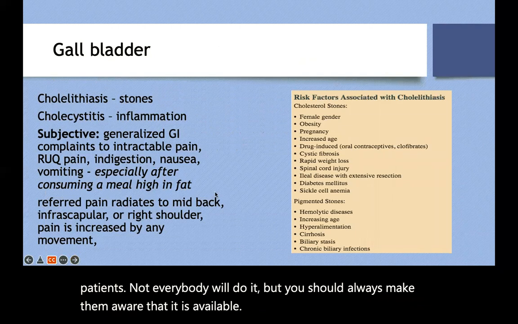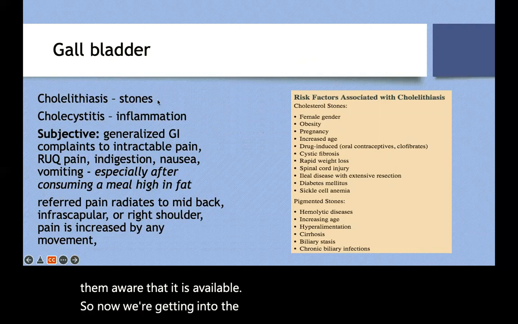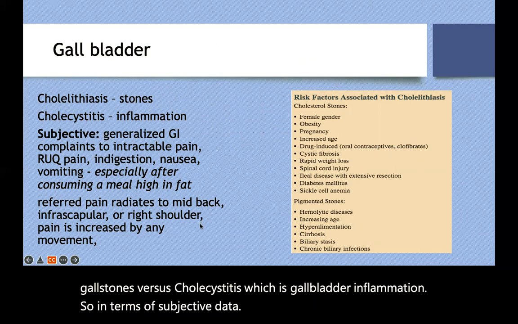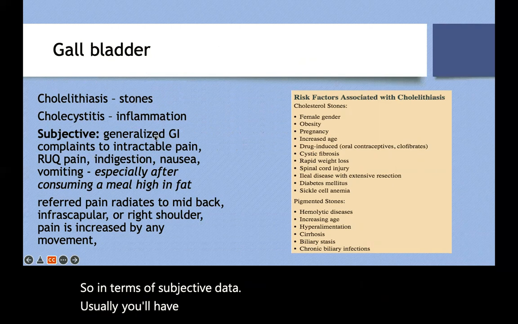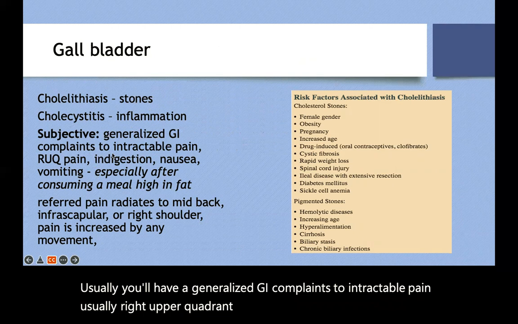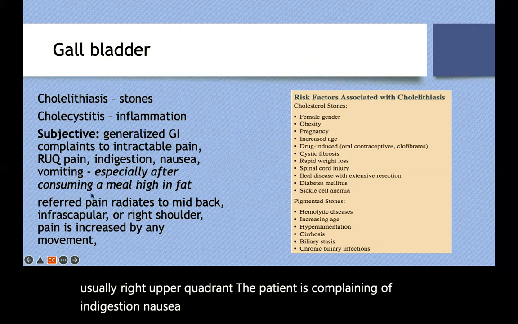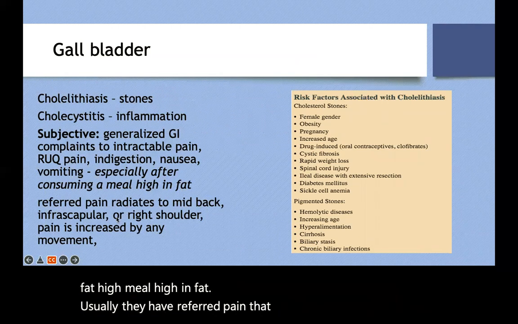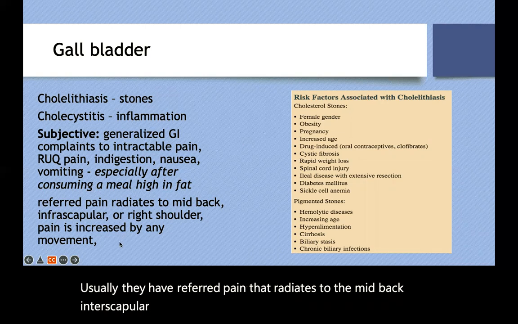Okay, so now we're getting into the gallbladder. Cholelithiasis, which is gallstones, versus cholecystitis, which is gallbladder inflammation. So in terms of subjective data, usually you'll have generalized GI complaints to intractable pain, usually right upper quadrant. The patient is complaining of indigestion, nausea, vomiting, especially after consuming a meal high in fat. Usually they have referred pain that radiates to the mid back, infrascapular, or right shoulder, and the pain is increased by any kind of movement.